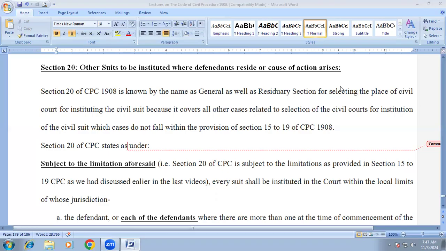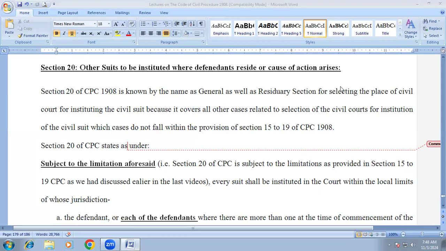In section number 20, we are allowed to file the civil suit on the basis of where the defendant resides or carries on business or personally works for gain, or where the cause of action arises. Section number 20 is subject to the limitations provided in section number 15 to 19 of CPC, which we had discussed earlier in the last videos. That means section 20 of CPC is to be read when resort cannot be taken by applying the provisions of section number 16 to 19 of CPC for filing a civil suit.